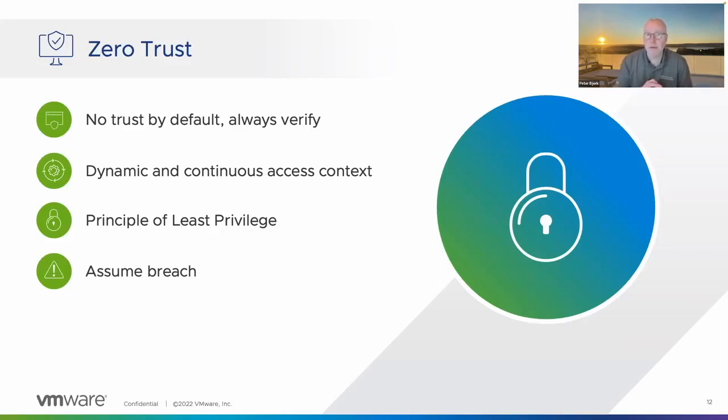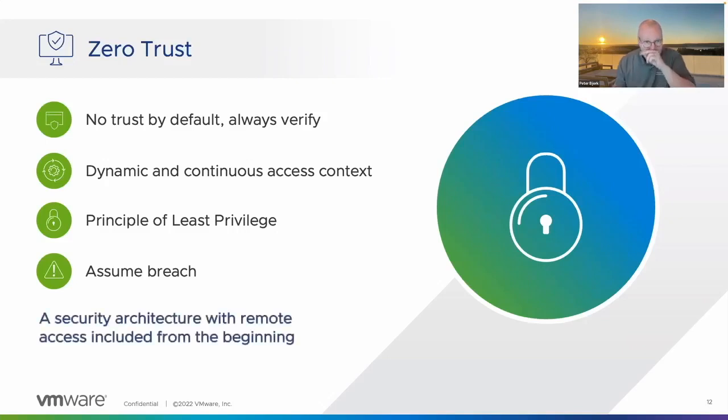It's no good that we validated something 8 hours ago. We need to validate it every second, if at all possible. We should implement the principle of least privilege, obviously, and assume breach. In other words, all communication needs to be validated. But zero trust is, from the beginning, designed for a remote workforce, because it doesn't matter where you're located. We will validate you equally.